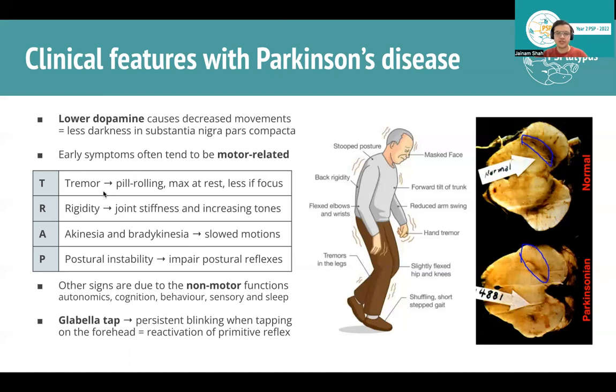Other effects are usually non-motor, because of the non-motor functions of the basal ganglia: autonomics, cognition, behavior, sensory, sleep, and so on. And also there's this pathological reflex that you can elicit in patients with Parkinson's called the glabella tap, which is when you tap on their forehead, the glabella, it causes a blinking in their eyes because they're not able to slow down their blinking. So it just keeps going. And again, like the Babinski reflex, it's because of reactivation of a primitive reflex that you see in babies.